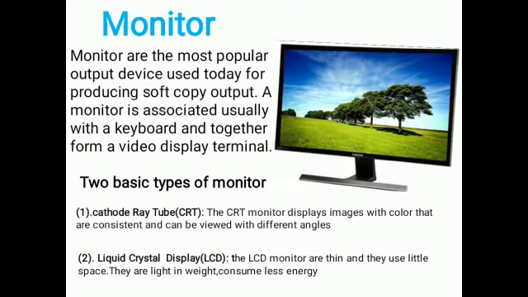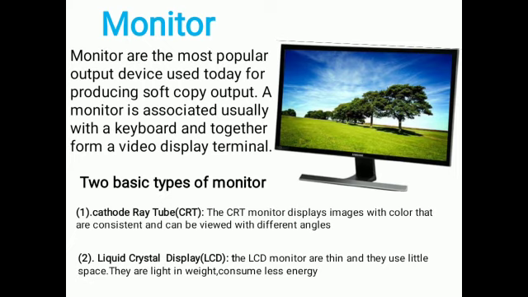Next one, monitor. Monitors are the most popular output device used today for producing soft copy output. A monitor is usually associated with a keyboard and together they form a video display terminal. There are two basic types of monitor. First one, cathode ray tube, in short CRT. Second one, liquid crystal display, in short LCD.